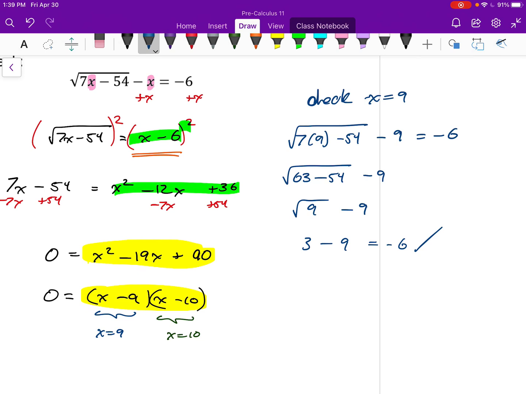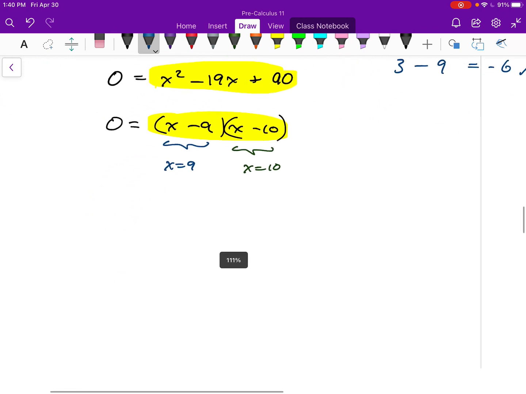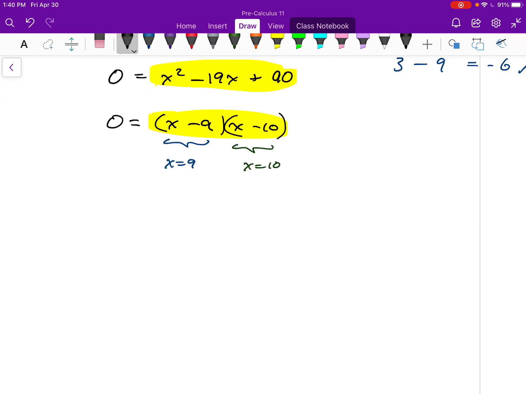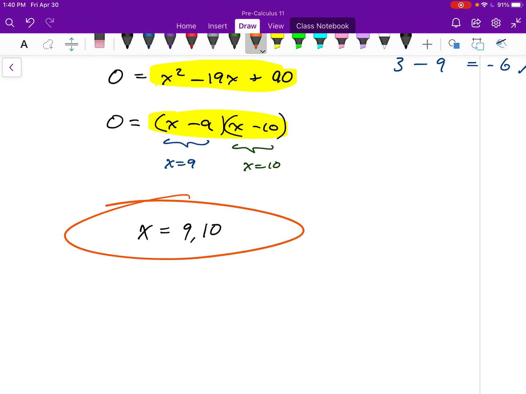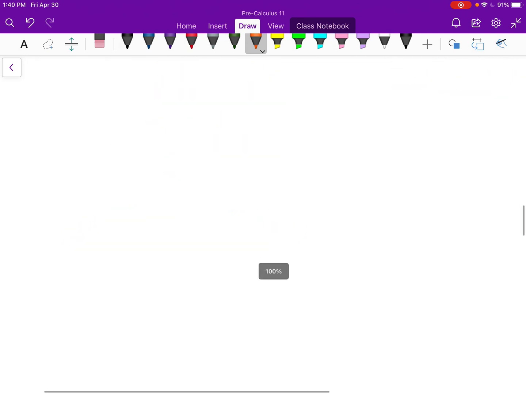And then do the same thing with 10. Instead of boring you even more by watching me plug a bunch of numbers in, I will say 10 works as well. If you replace all the x's with 10, the left and right side work, which means both of these work, which means this equation has two solutions, x equals 9 and 10. Like I said, don't assume one will work, one won't work. Don't have to assume anything, just check.